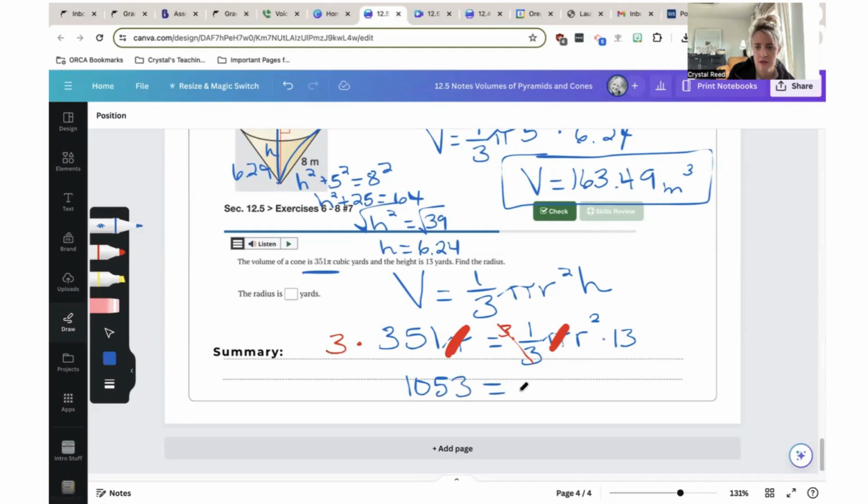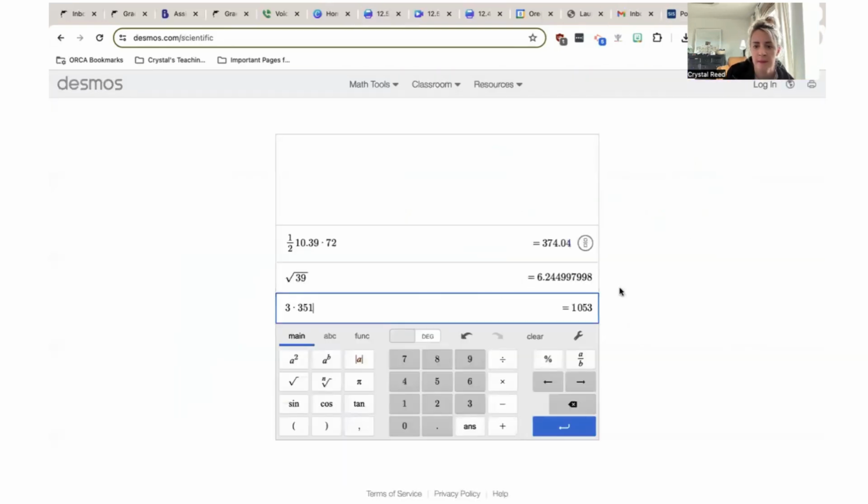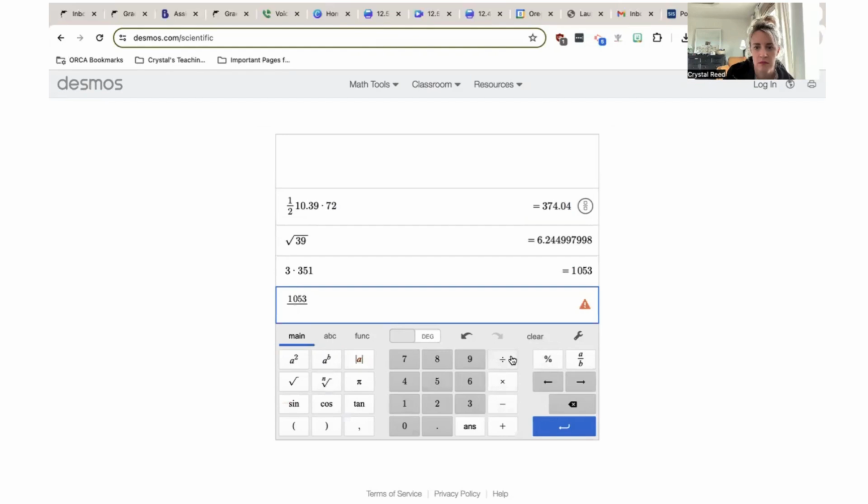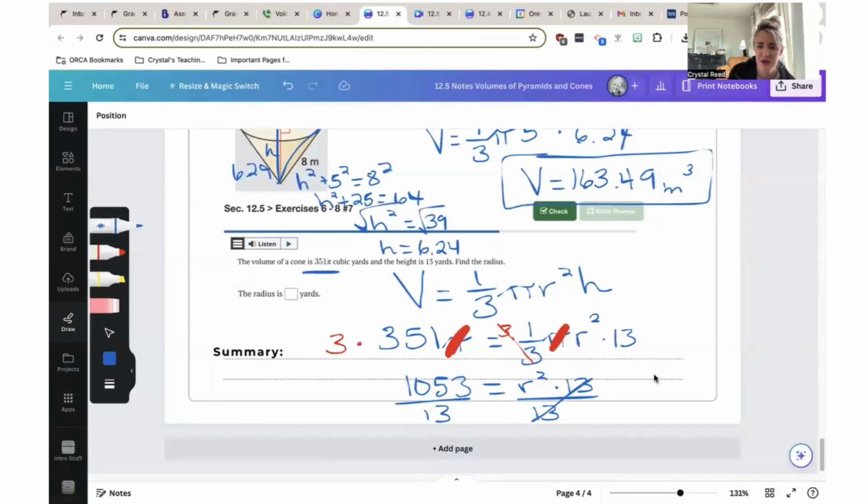So 1053 equals, what do we have left? R squared times 13. Okay, we want to divide both sides by that 13 to get rid of it. So 1053 divided by 13 is 81. Oh, this is a nice problem. It's going to work out perfectly. Crazy. So we have 81 equals r squared.